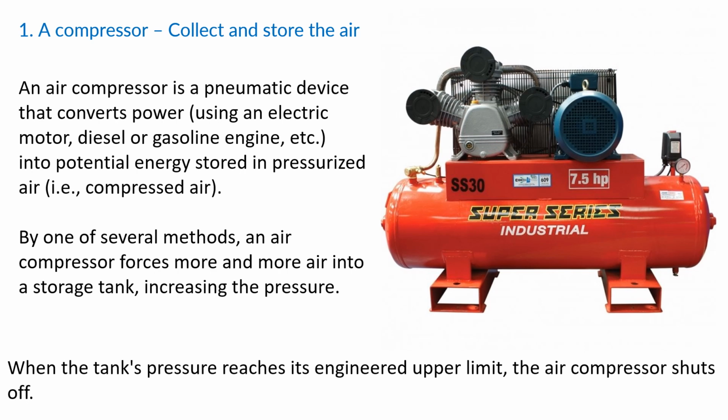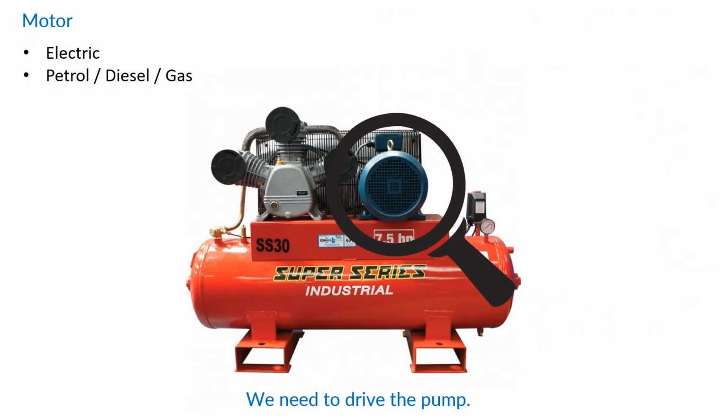Let's have a look at the compressor. The compressor is made up of a pump and a motor. The rotating motor is connected to the pump, and this pump rotates and squeezes air taken from the atmosphere into a storage tank, which is used to do work. The motors driving the pump can be electric, petrol, diesel, or gas, to name a few.